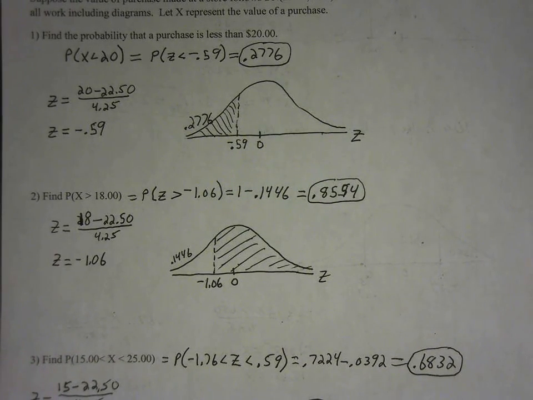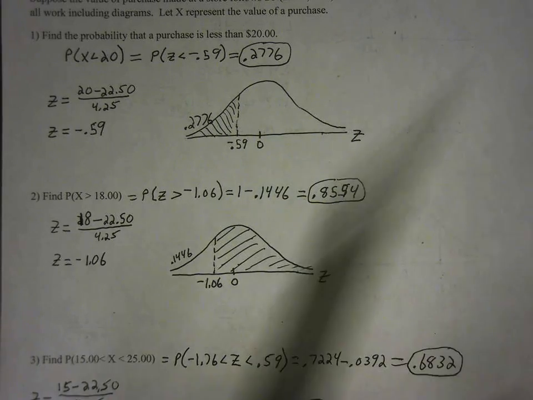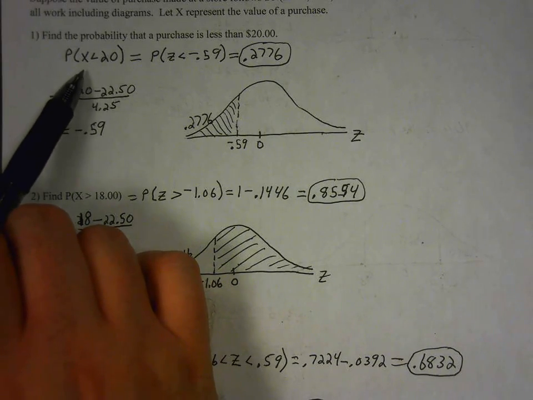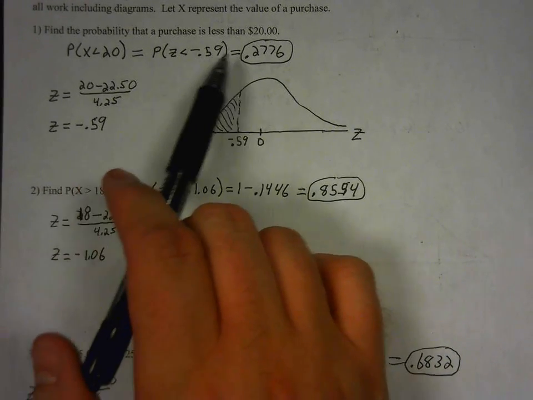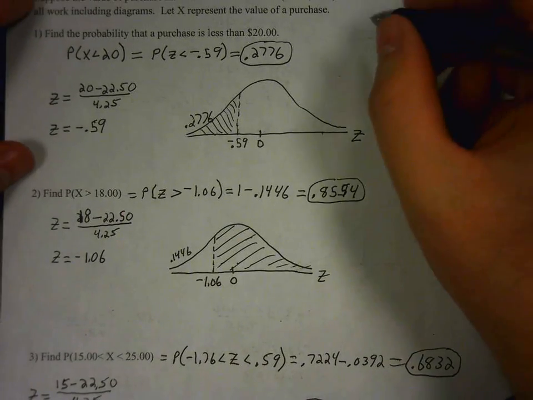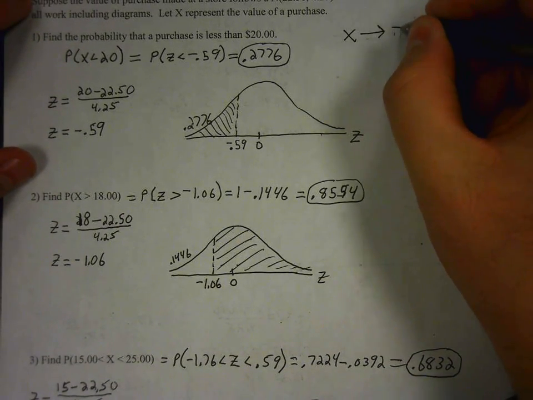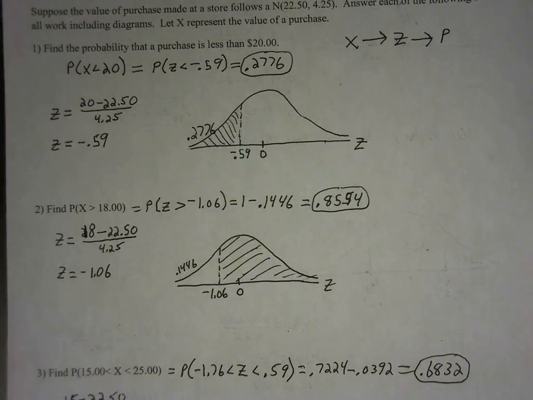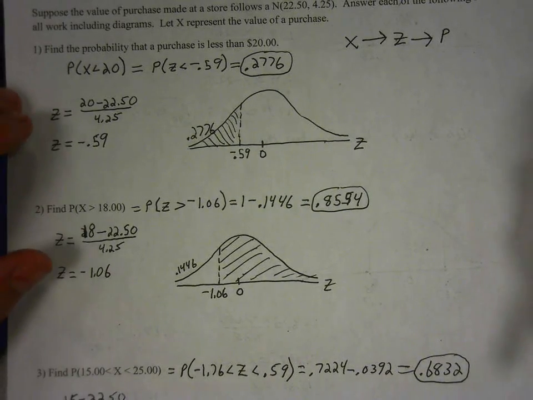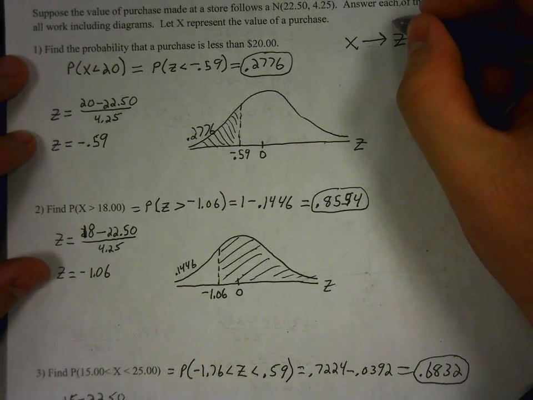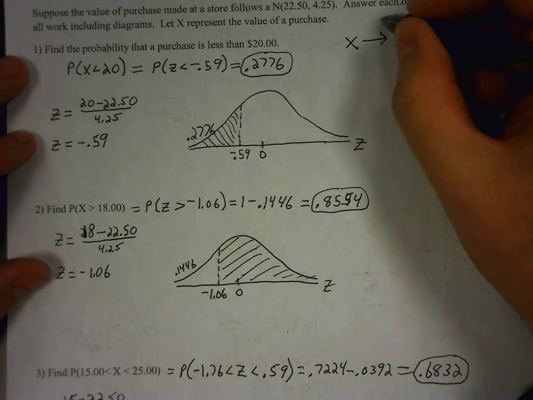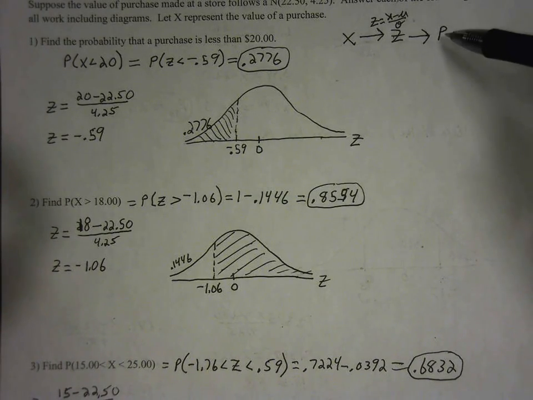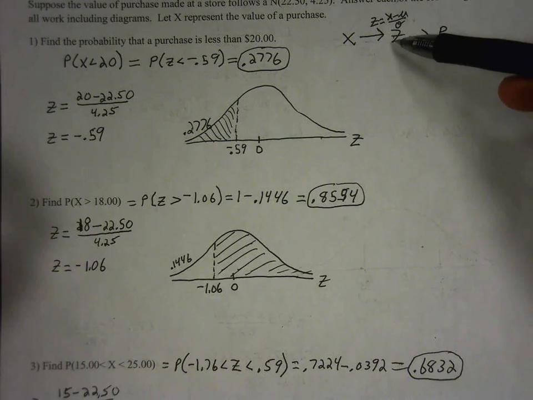The first one: find the probability that a purchase is less than 20. That's the probability that x is less than 20. What you do is convert your x into a z-score and then find the probability. What I like to say is you turn x into z into probability. Use your z formula, x minus mu over sigma. That's what z equals, and that always relates your probability to your x value.